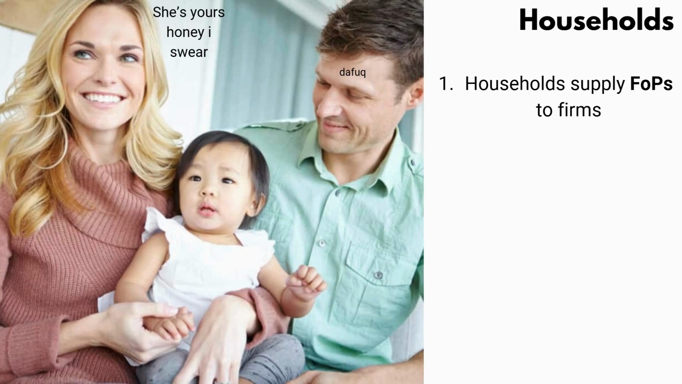Now, this is not to say that households are the only ones to supply factors of production, as firms can also supply other firms. For example, a co-working space can rent its land to other companies. But let's not worry about this for now, as the circular flow of income only concerns itself with flows between sectors. Now, in return for supplying these factors of production, households earn money from firms.